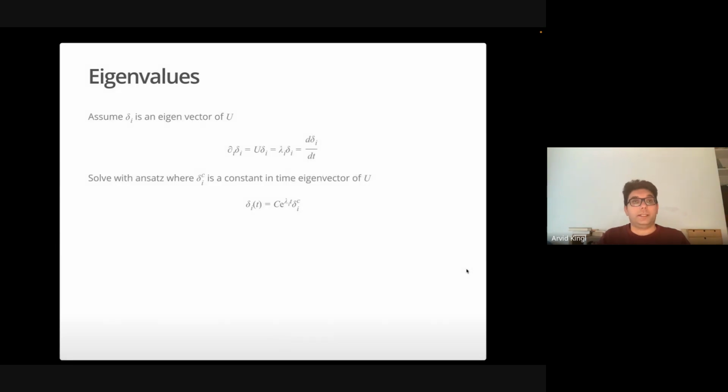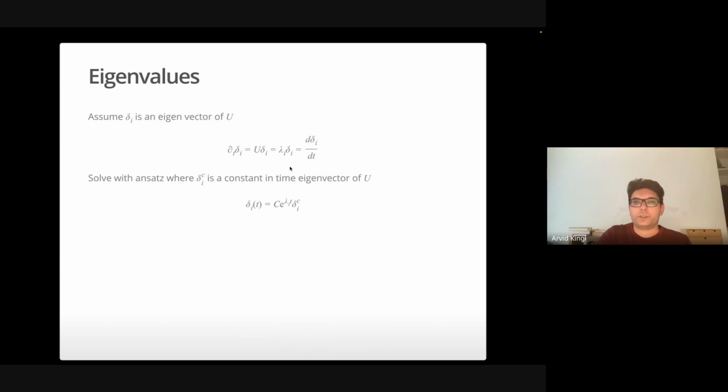And we can study that. First, one big help is to decompose, and you can pretty much always do it, decompose your deviation into eigenvectors. And what is an eigenvector? Well, an eigenvector of matrix U is a vector that when you apply the matrix to that vector, what you get is a constant, lambda, times that original vector again.